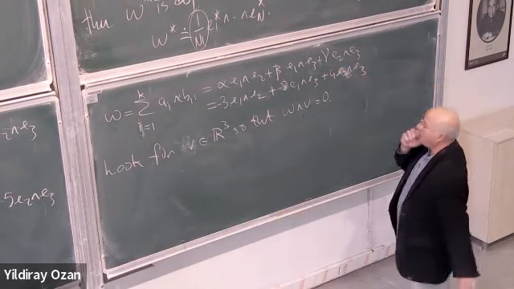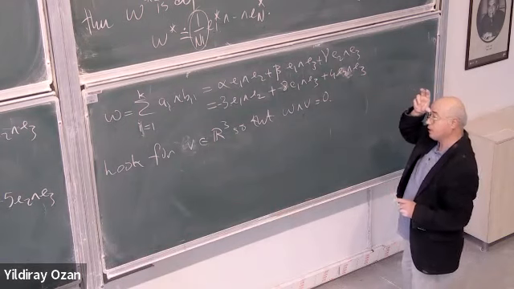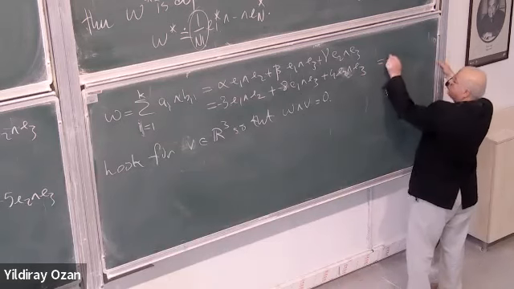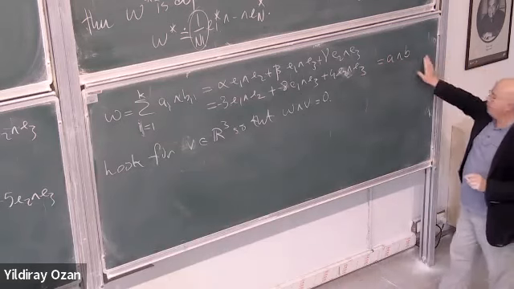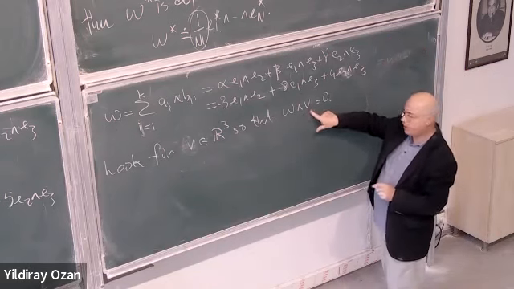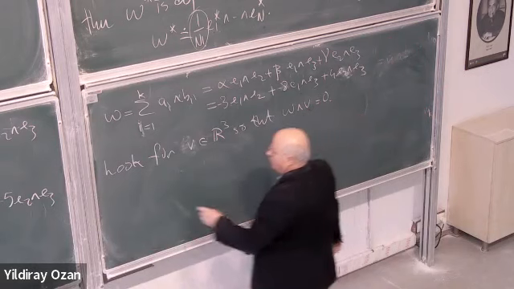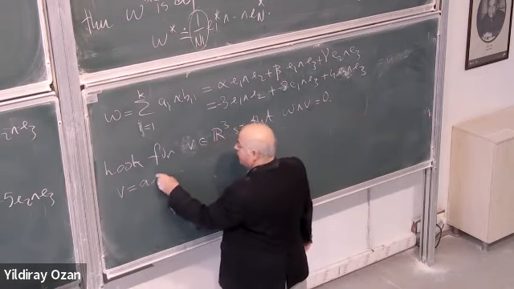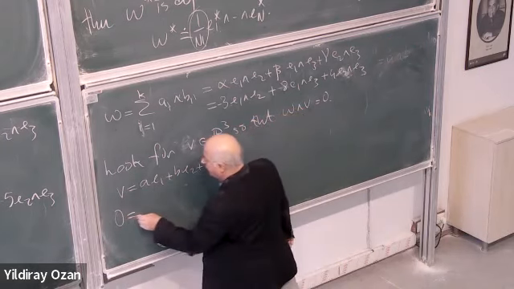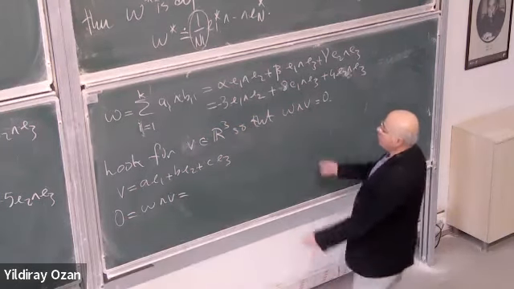I want to write this as a single wedge product. Here we have 3 wedge products. I want to write this as a single wedge product like this. Okay? And this is how we will do it. First, I will look for vectors so that when I do this, I get 0. So let's say V is this form: A times E1 plus B times E2 plus C times E3. So 0 equals W wedge V.